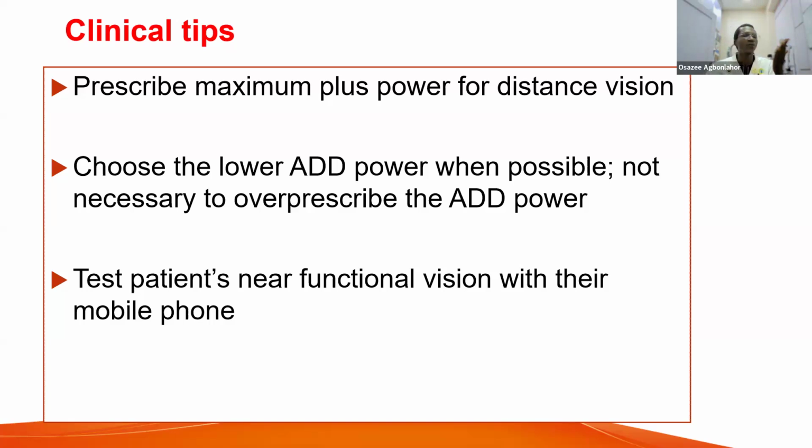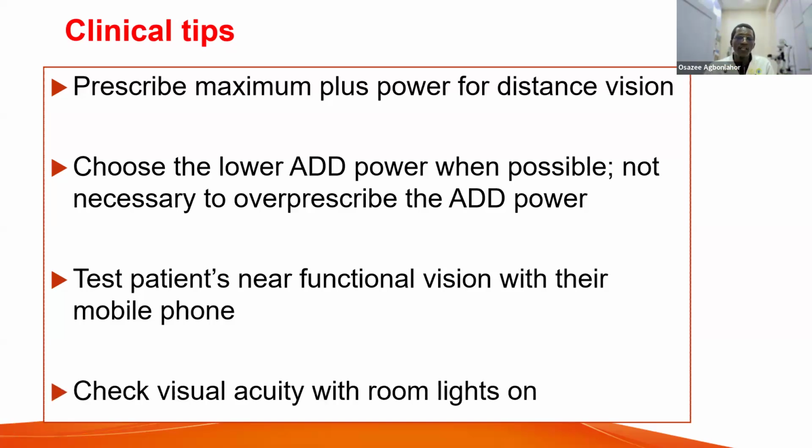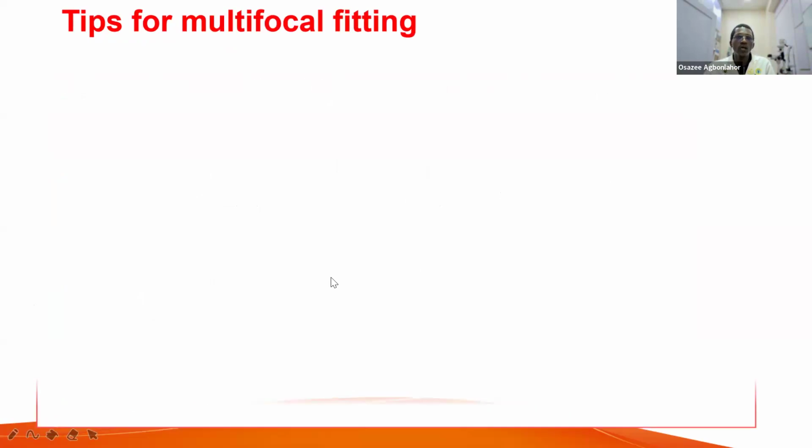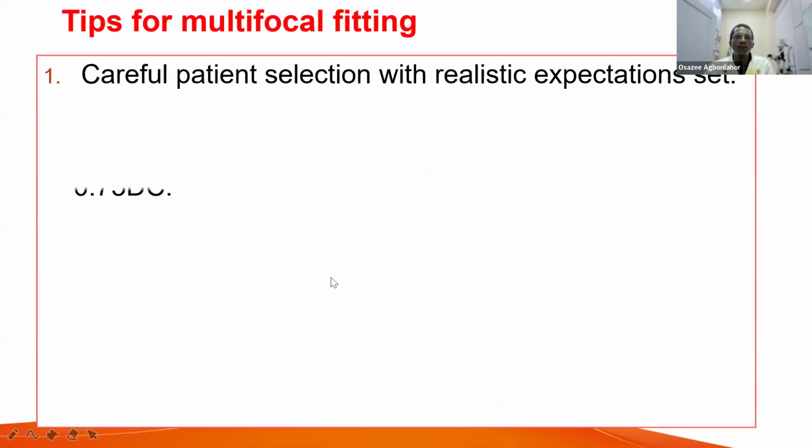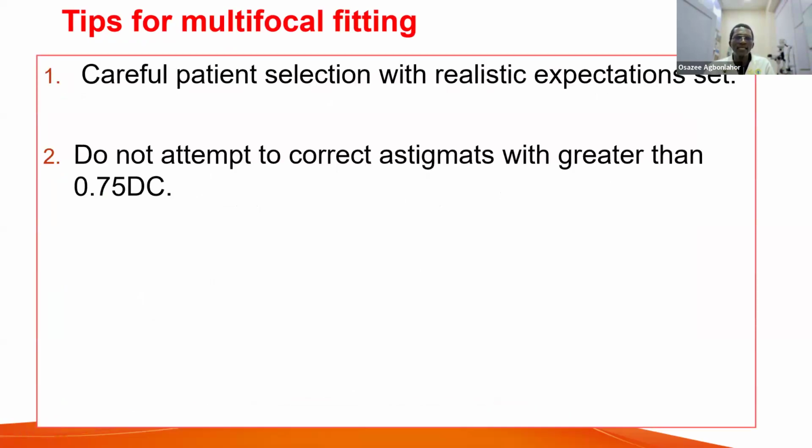Let the patient check their phone. In fact, move around. That's what I do. They move out of the clinic, check the trees, see everything, how it is. That's functional view. Very, very, very important. And of course, check when the room lights are on and when they are off, so that you are sure what the patient is going to face outside the clinic.